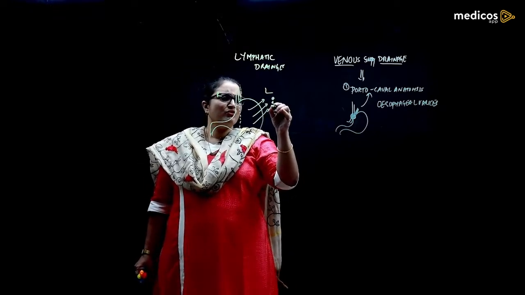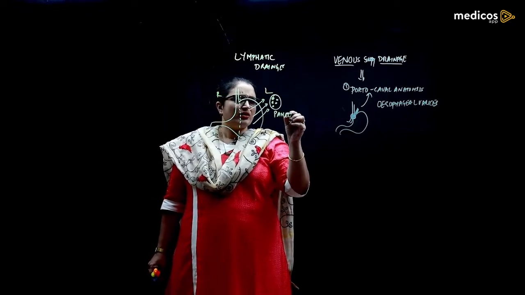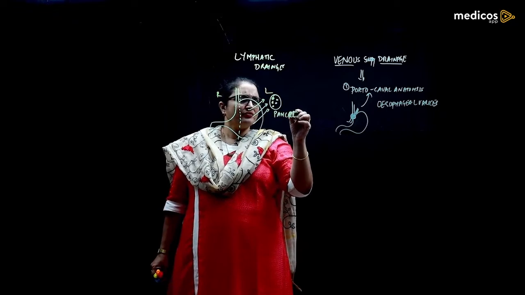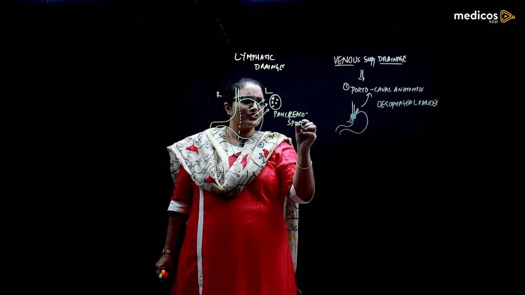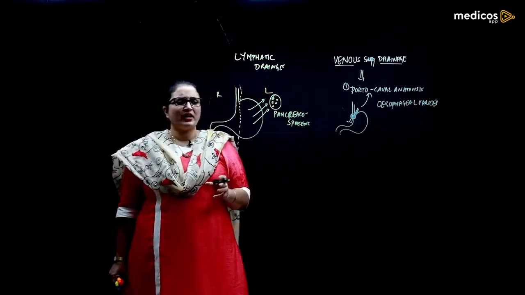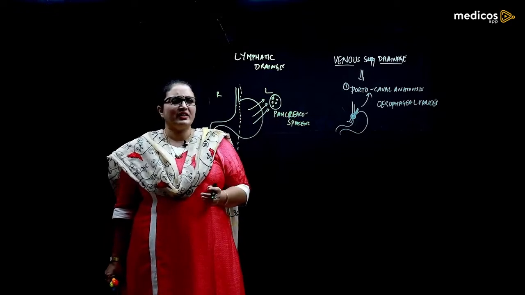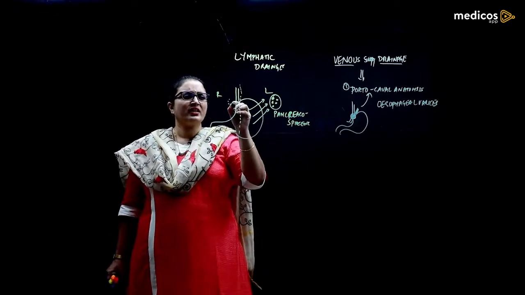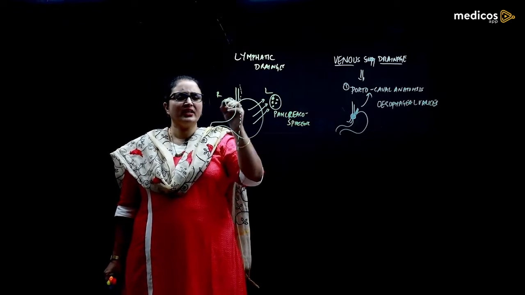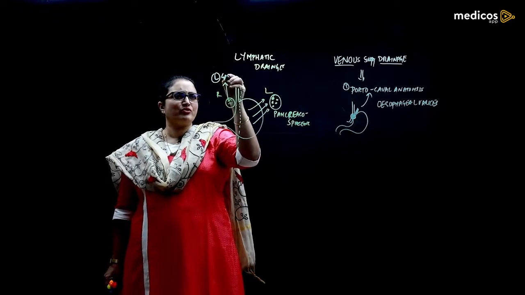Most of this left part is drained by a group of lymph nodes which are referred to as pancreatico-splenic lymph nodes. Both the spleen as well as the pancreas will also be drained by these lymph nodes. Coming to the right side, there is a group of lymph nodes in and around the left gastric artery. These are called left gastric lymph nodes.